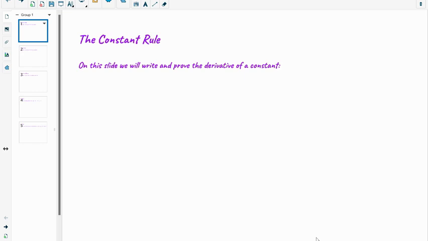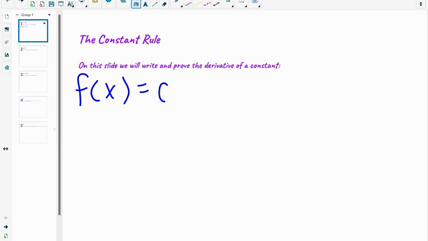So on this slide, we will write and prove the derivative of a constant. So the function being a constant, okay, let me pick out my pen. Where's my pen? There it is. We'll go blue. So f of x equals c. Now remember, a constant is just any number. We don't have any variable. We don't have anything other than just a singular number. It could be 20, it could be 37, okay?